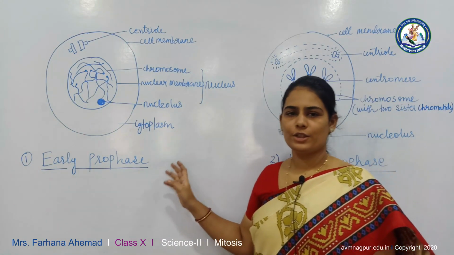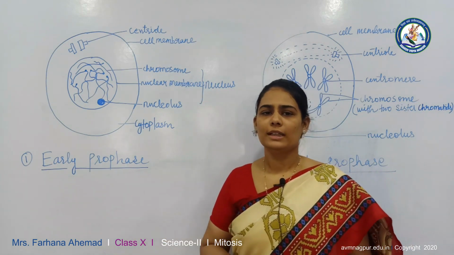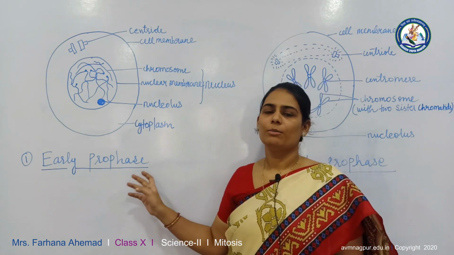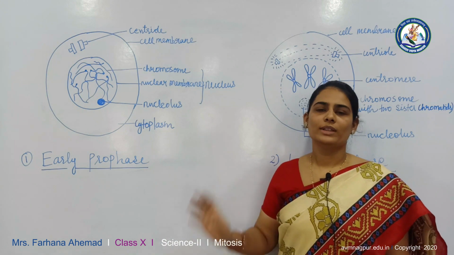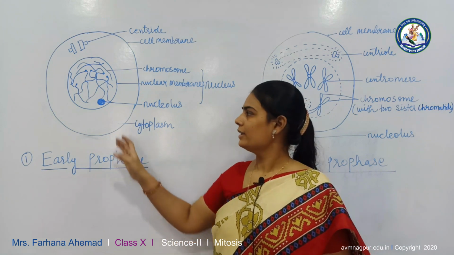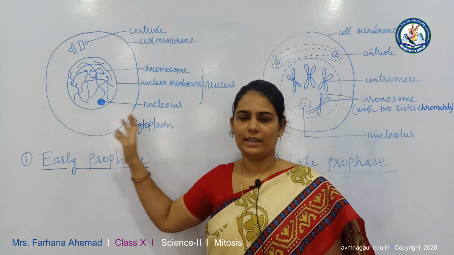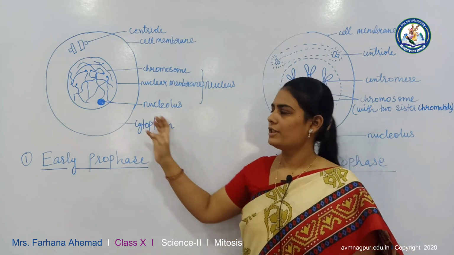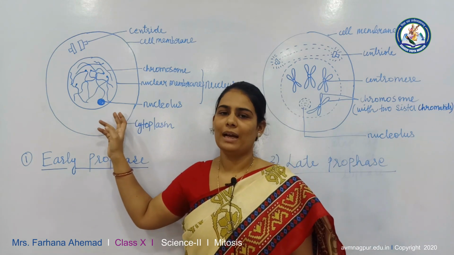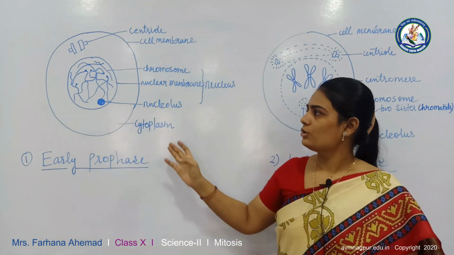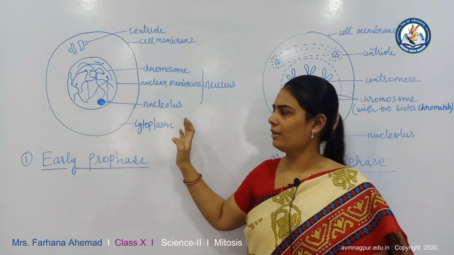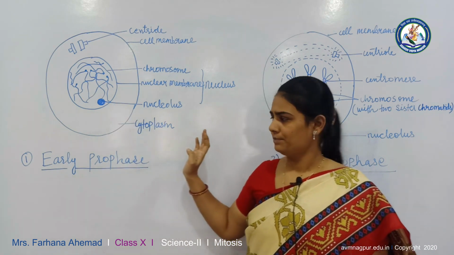Now this is the stage of early prophase. Before going on, listen to one thing very clearly, students: in this diagram I have drawn only the nucleus and the cytoplasmic part. I did not draw all the organelles present in the cell. In cell division only the nucleus takes part, and there is no need to draw the organelles present in the cytoplasm. So I have highlighted only the nuclear part.